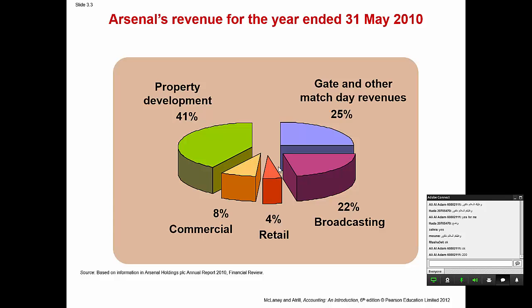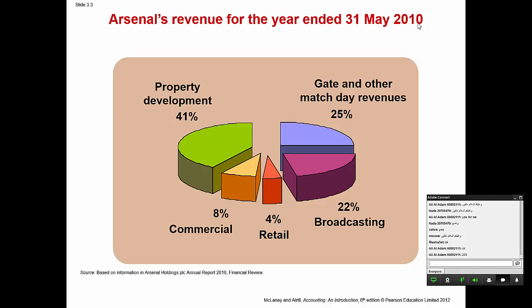This is an example of the Arsenal Football Club. The revenue for Arsenal Football Club for the year ended 31 May 2010. As you can see here, the Arsenal Football Club fiscal year ends on 31 May 2010. That means not all of the organizations begin on 1st of January and end on 31st of December. Some of the companies begin in the middle of the year and end in the middle of the next year.